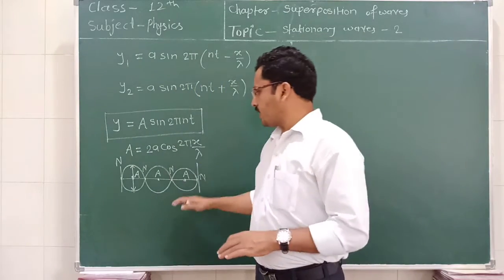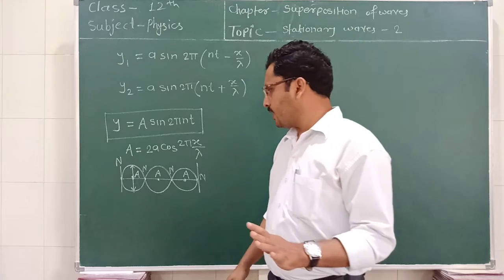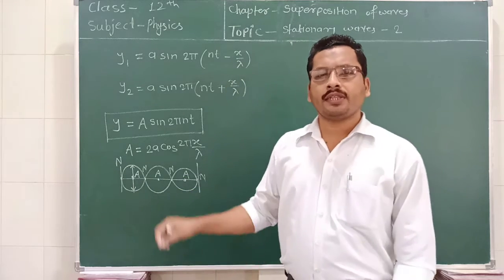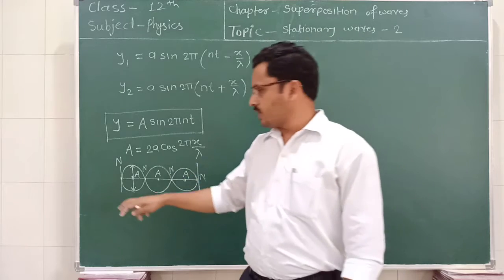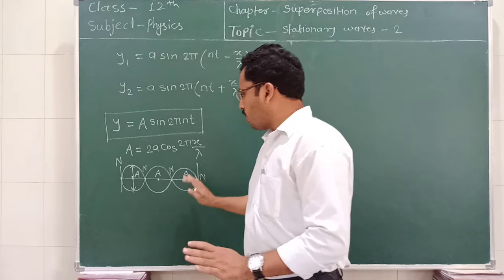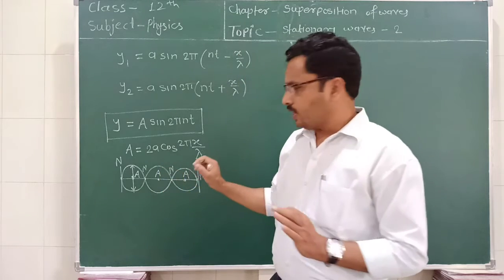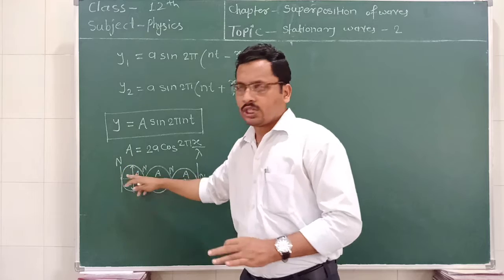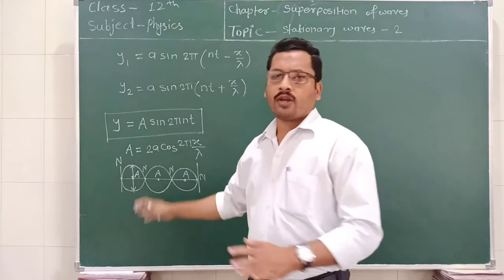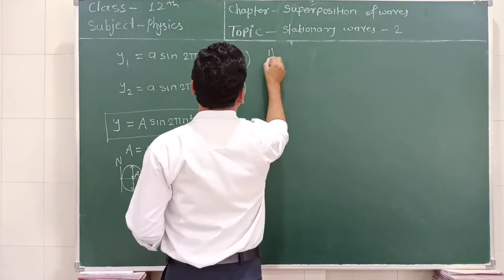So, what is the condition? The condition is that the node and antinode are alternately formed, and when the string is connected to a rigid support, then at the rigid support there is always a formation of a node. Okay, so now we are going to derive the condition for the formation of node and antinode, where this node and antinode form. First we are talking about the condition for node.